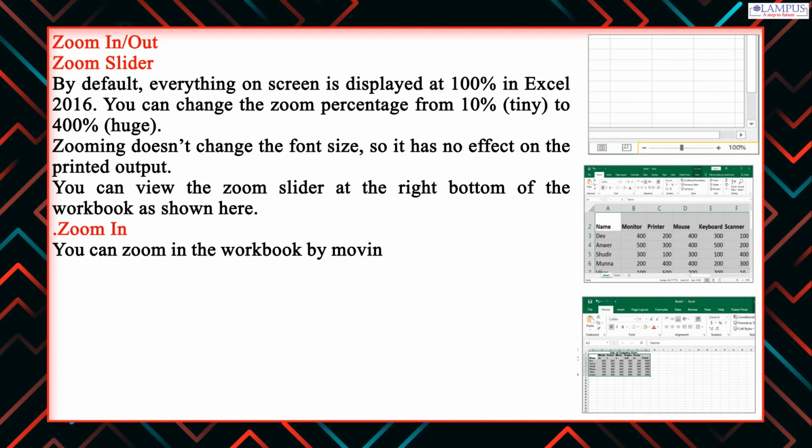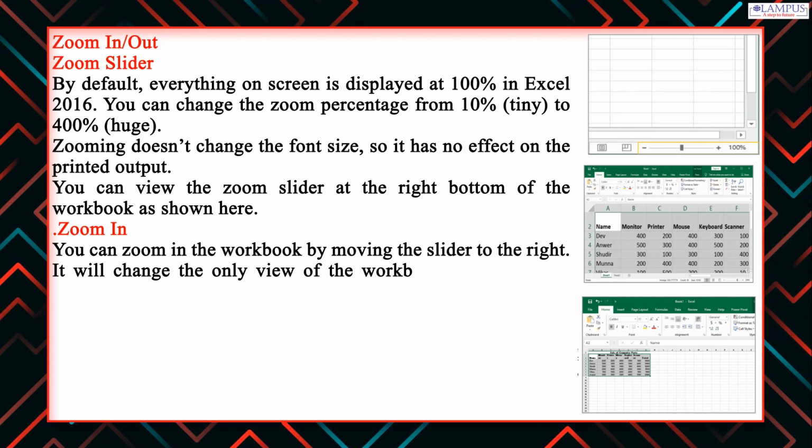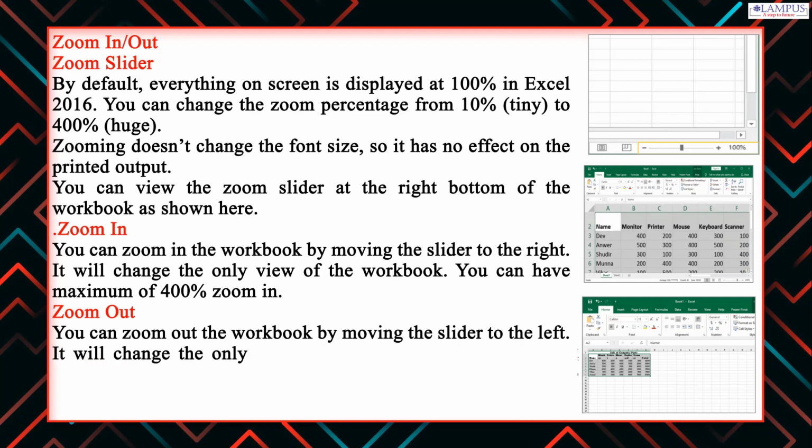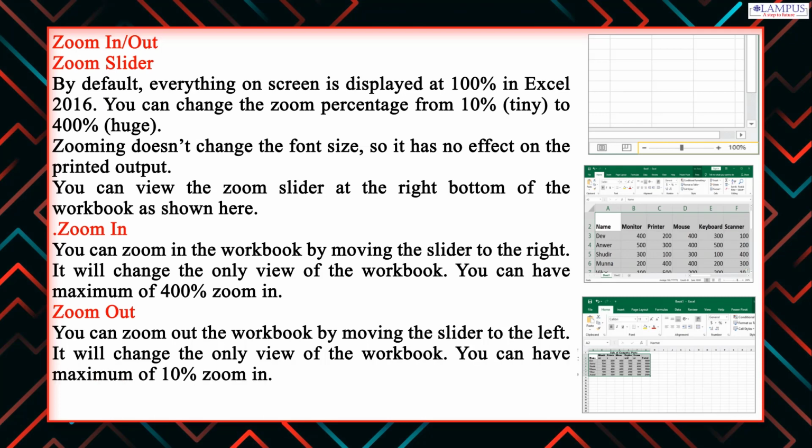Zoom in. You can zoom in on the workbook by moving the slider to the right. It will change only the view of the workbook. You can have a maximum of 400% zoom in. Zoom out. You can zoom out the workbook by moving the slider to the left. It will change only the view of the workbook. You can have a maximum of 10% zoom out.